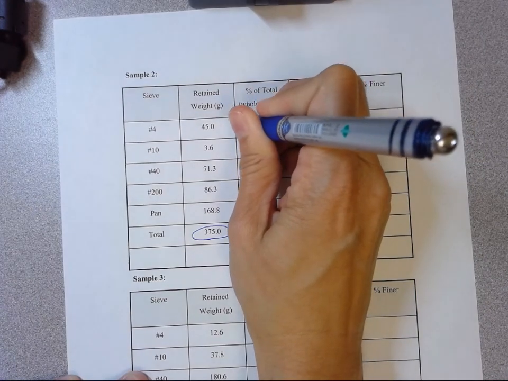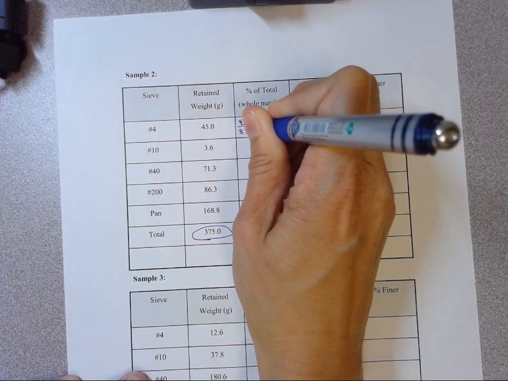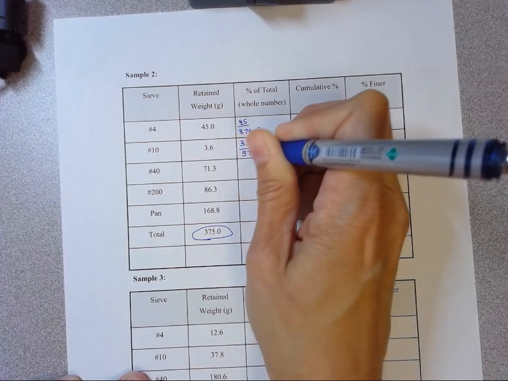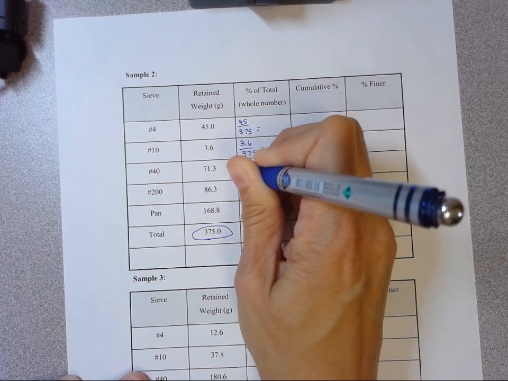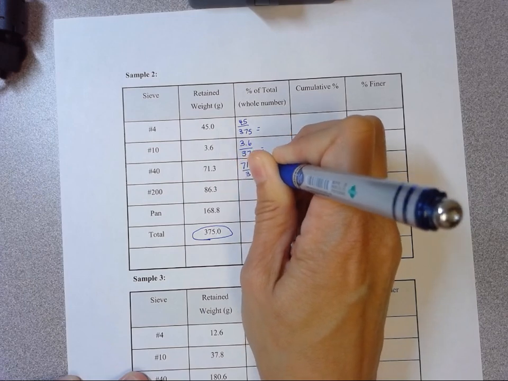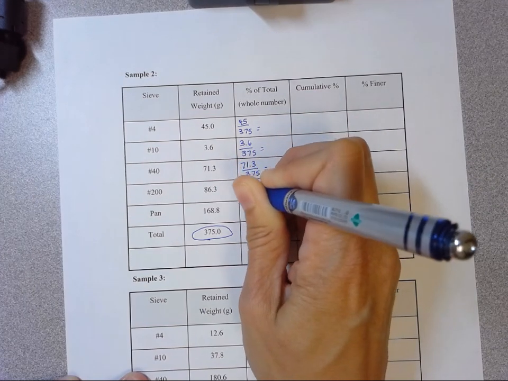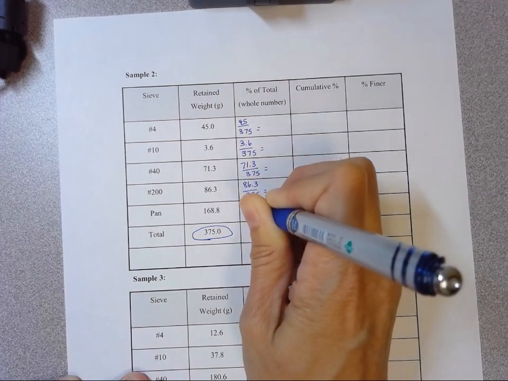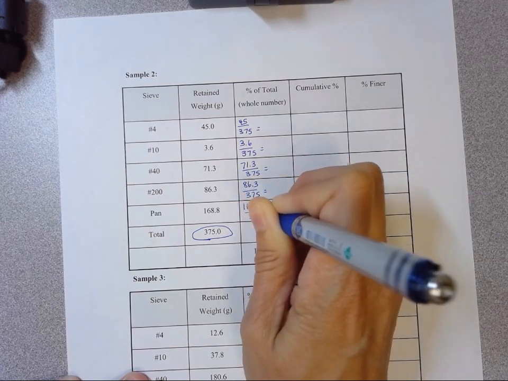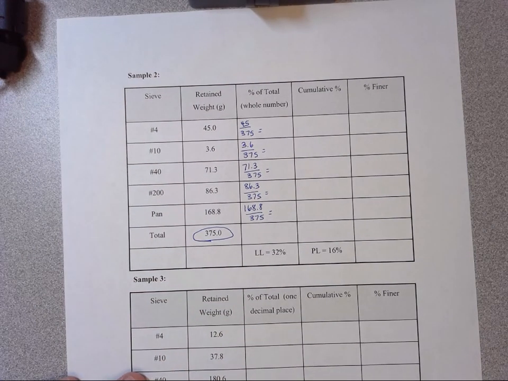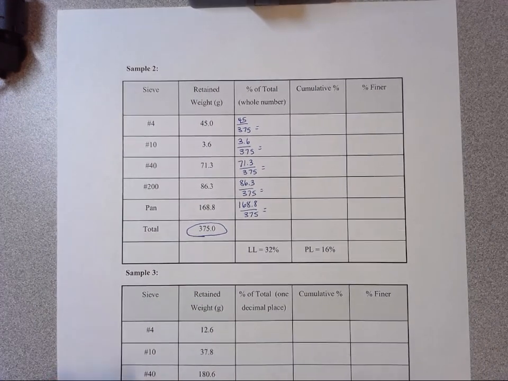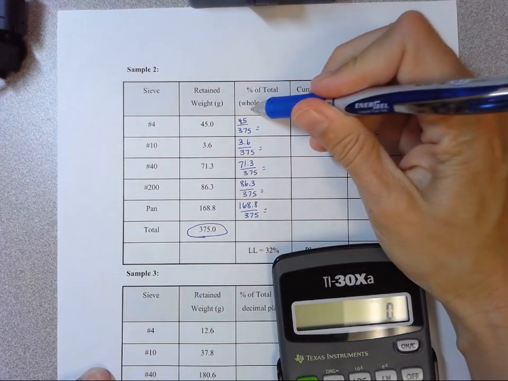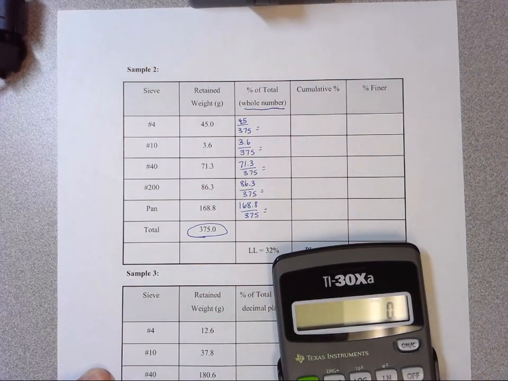This is 45 over 375. I'm going to write them all down first. 3.6 over 375, 71.3 over 375, 86.3 over 375, 168.8 over 375. Okay, so there's all of my fractions, and then I just have to use my calculator to do my division. I note up here that it says whole number. Okay, and I'll go ahead and do that.